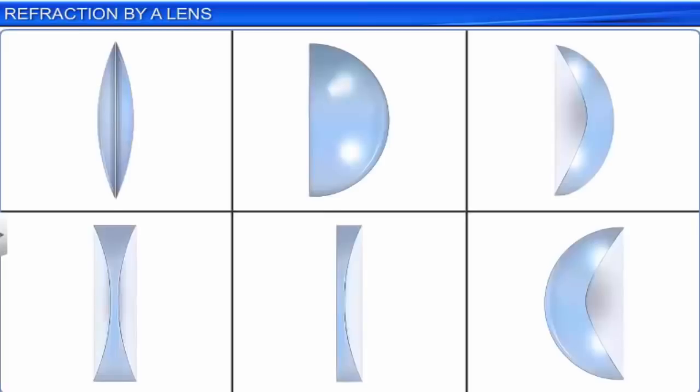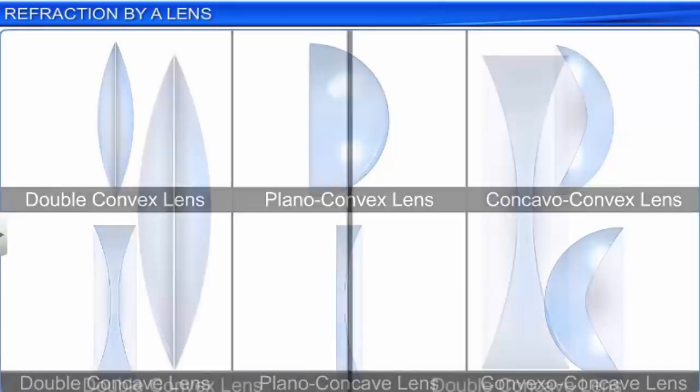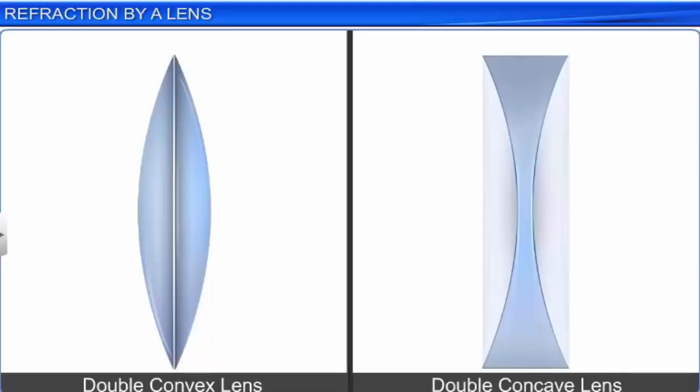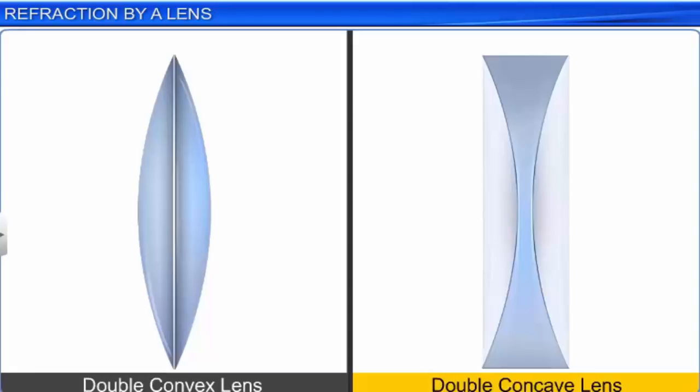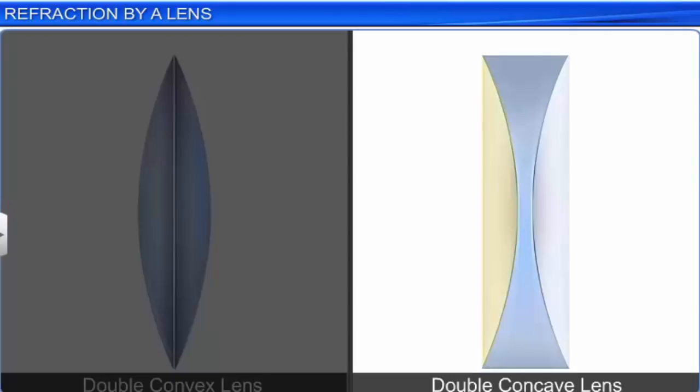Lens is a transparent material bound by two surfaces of which at least one is spherical. Lenses are classified based on the curvature of the spherical surfaces. Two of the most useful lenses are the double convex lens and the double concave lens. If both the surfaces are convex, the lens is called a double convex or a biconvex lens. And on the other hand, if both the surfaces are concave, then the lens is a double concave or a biconcave lens. The central point of a lens is called its optical center.